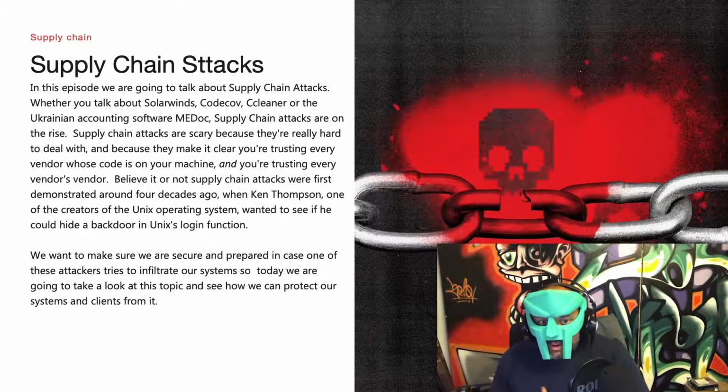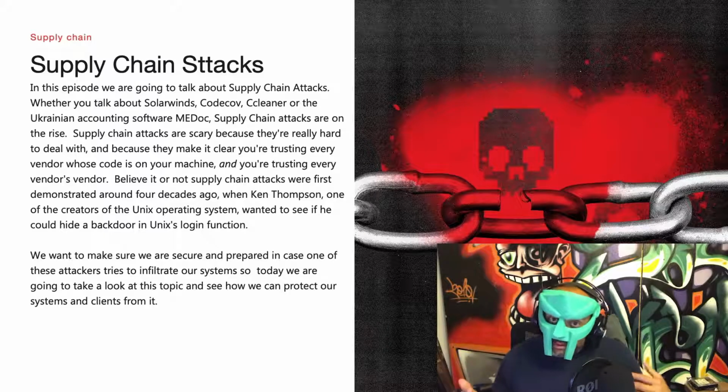They were demonstrated around 40 years ago when Ken Thompson, who was one of the creators of the Unix operating system, wanted to see if he could hide a backdoor in Unix's login function. Supply chain attacks have come a long way in the last 40 years, and we want to make sure we are secure and prepared in case one of these attackers tries to infiltrate our systems. So today, I'm going to take a look at this topic and see how we can protect ourselves, our systems, and our clients from it.